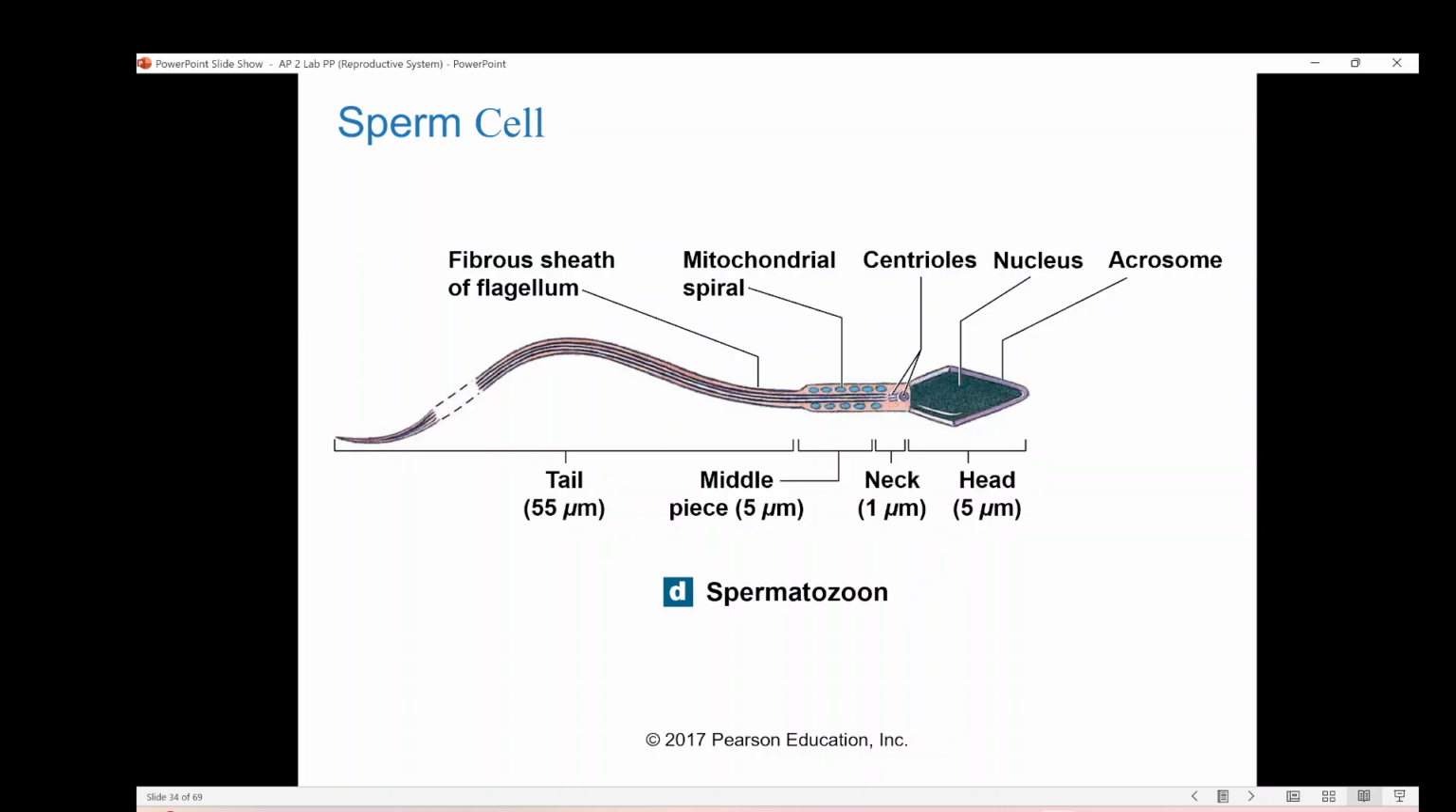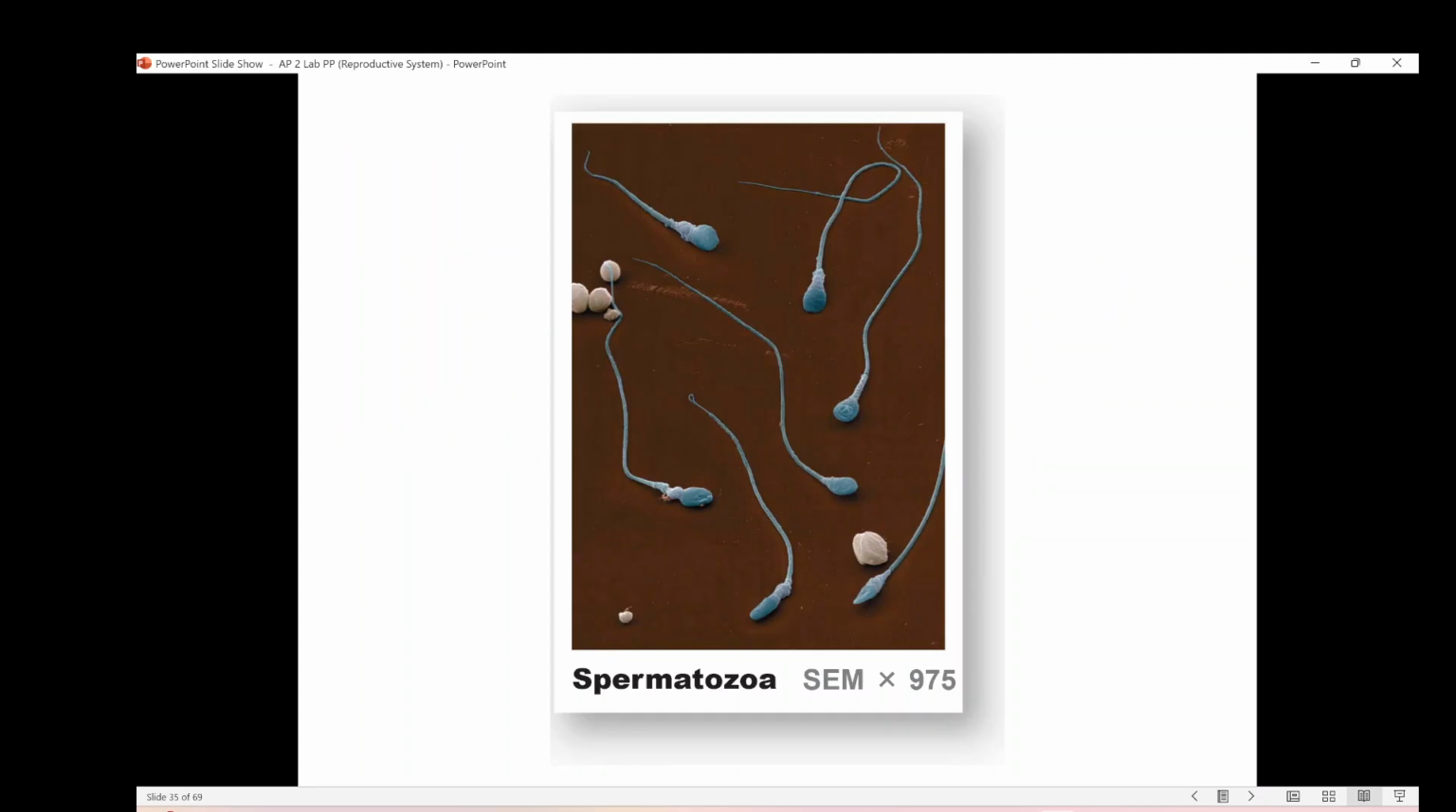And last slide here. This is an actual picture of some sperm. You can see you have to magnify pretty high power, almost 1,000 times, to see again the different anatomy of the sperm right here. You can definitely see the head, the neck, the middle piece, and then our flagella. And that concludes our anatomy of the male reproductive system.